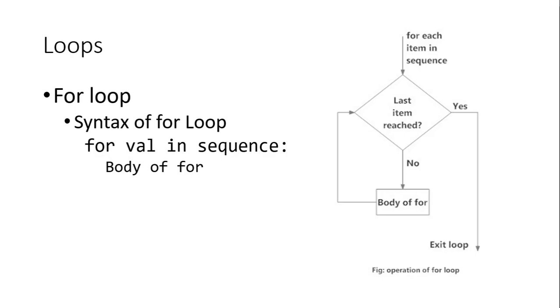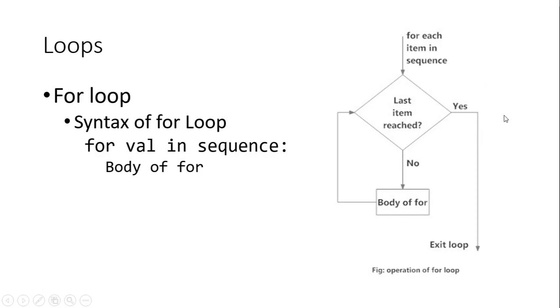And you can make use of the variable val, and once the iteration of the body is complete, then again the next value from the sequence is assigned to the variable val, right? Let's see how the flow diagram works.